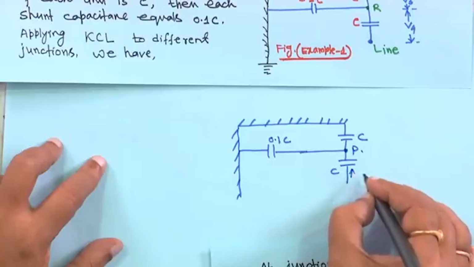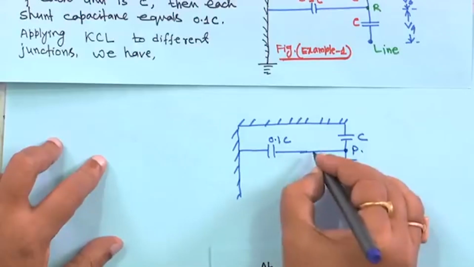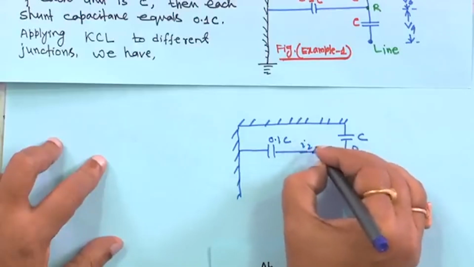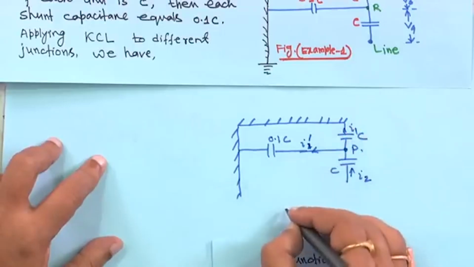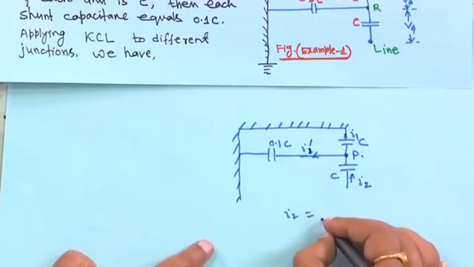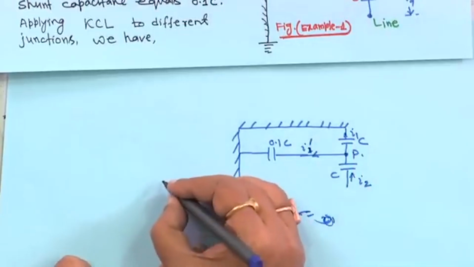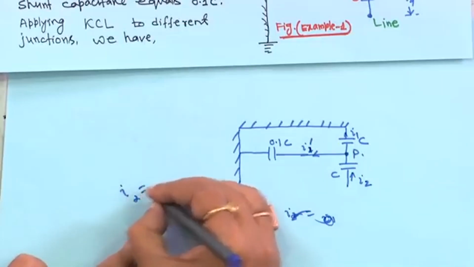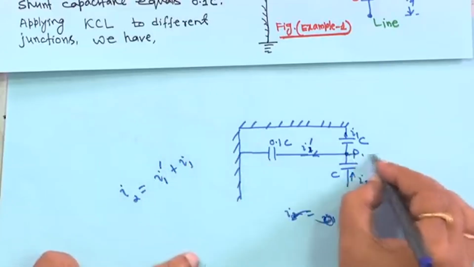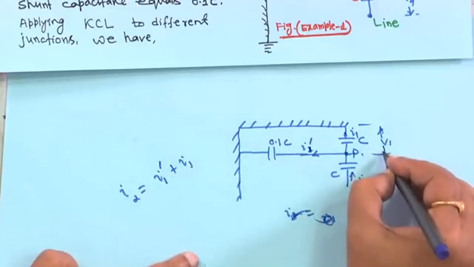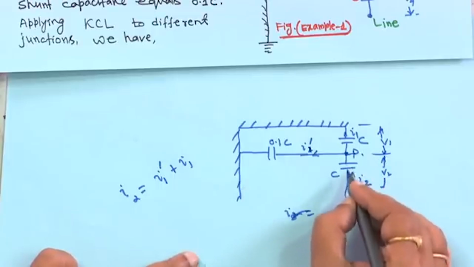Suppose the current here, for example, is your I2, the current here is I1 dash, and this current is I1. Therefore, I2 is equal to I1 dash plus I1. Now, the voltage across this is V1 and here it is V2. Similarly, there are other capacitors here, but I am making it only for this one.